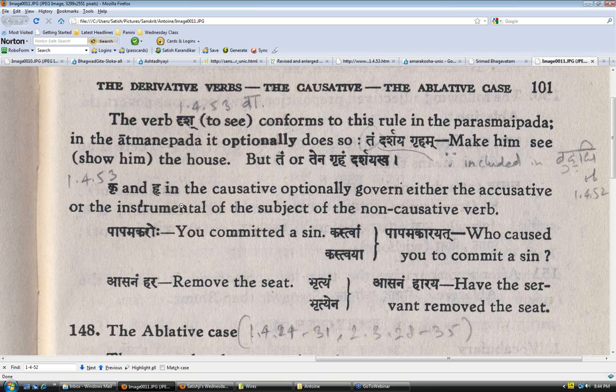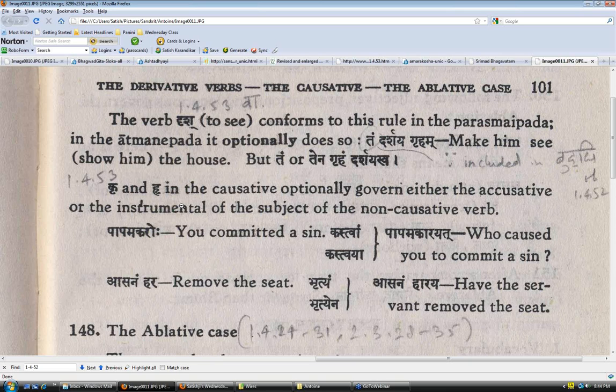Okay, let's look at the examples. Papam akaroho. So I committed a sin. No, you akaroho. You committed a sin. Then kaha tam papam akarayata. Who made you commit the sin? So, atva kas tvaya papam akarayata. Same thing, who made you commit a sin? Who got the sin done through you? I guess in English you can say that.